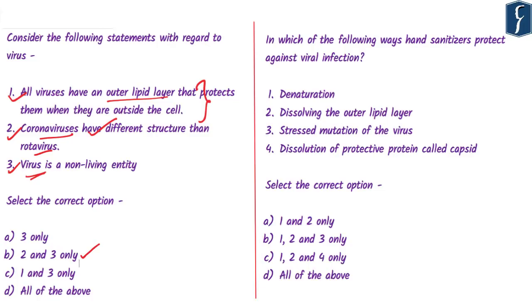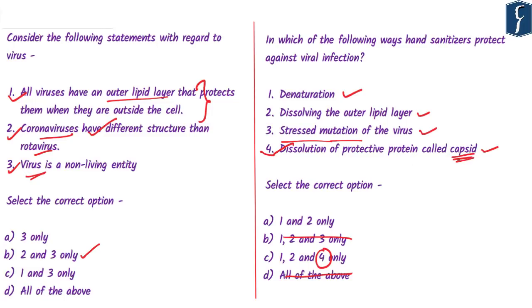Second question says, in which of the following ways do hand sanitizers protect against viral infection? Denaturation, dissolving the outer lipid layer, stressed mutation of the virus, dissolution of the protective protein called capsid. Obviously, stressed mutation is far-fetched. You should remove option number 3 and you'll be left with two options, and ultimately you have to decide whether statement number 4 is correct or not. Dissolution of the protective protein called capsid.